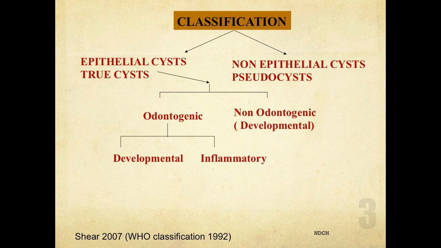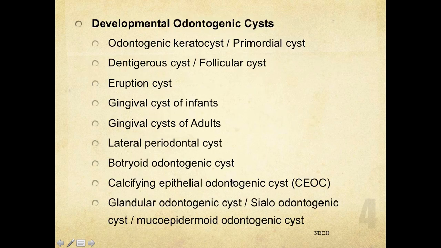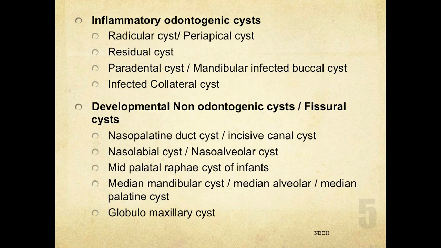The cysts are broadly classified into epithelial cysts and non-epithelial cysts. The epithelial cysts, which are the true cysts, are further classified into odontogenic and non-odontogenic, and the odontogenic further into developmental and inflammatory. The developmental odontogenic cysts include odontogenic keratocyst, dentigerous cyst, eruption cyst, gingival cyst of infants and adults, the lateral periodontal cyst, the botryoid odontogenic cyst, the calcifying epithelial odontogenic cyst, and the glandular odontogenic cyst. Under inflammatory odontogenic cysts, you have radicular, residual, and the others.